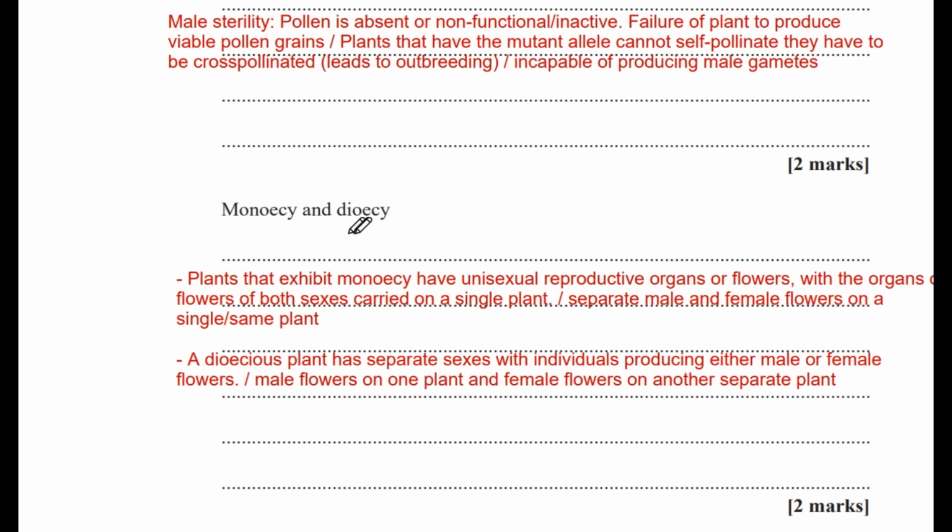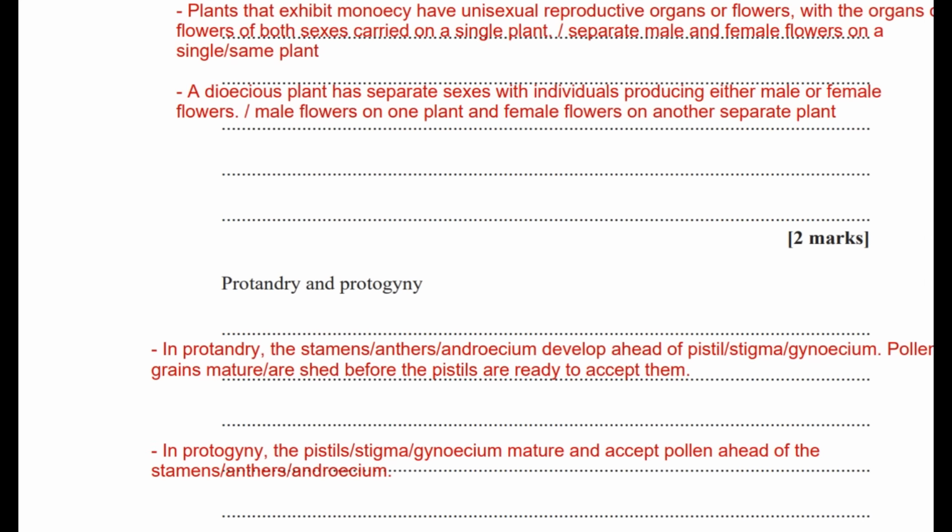Now dioecy, which means two houses, two houses. A dioecious plant, however, is like you have a boys' school and a girls' school. You have all male plants and all female plants, right? Male flowers, female flowers, like cannabis, for example. And a dioecious plant, right, has separate sexes with individuals producing either male or female. So the male would be on one plant, the female on the next plant, two houses, boys in one house, girls in the next house.